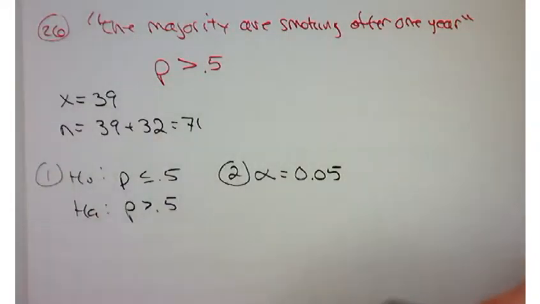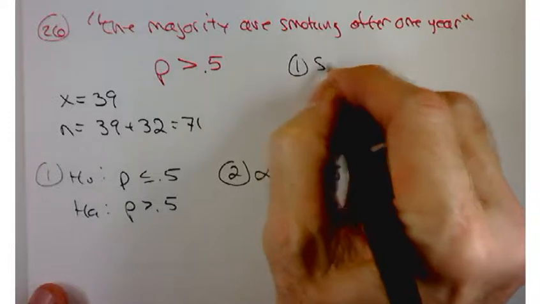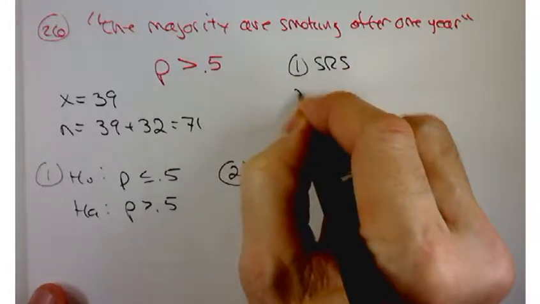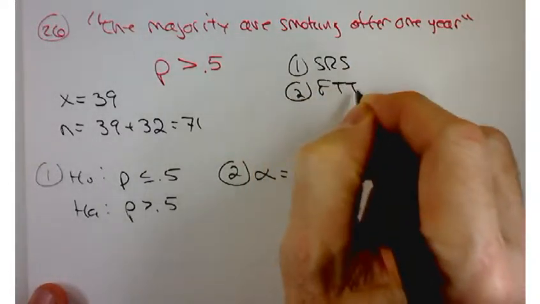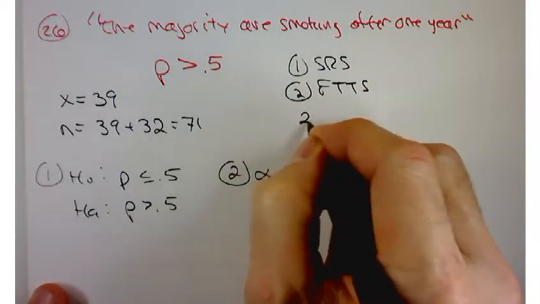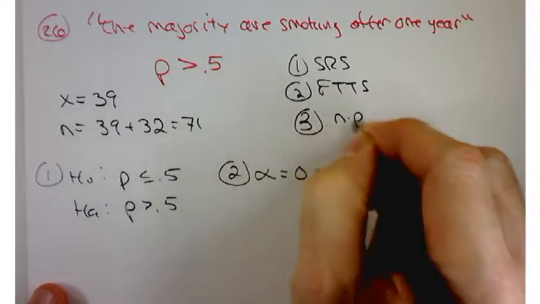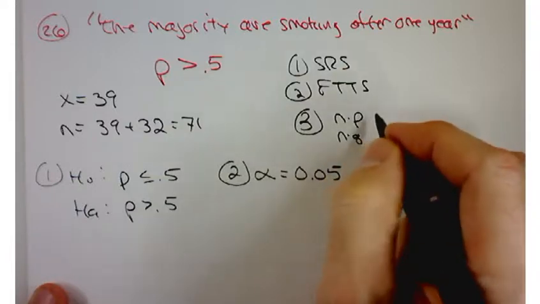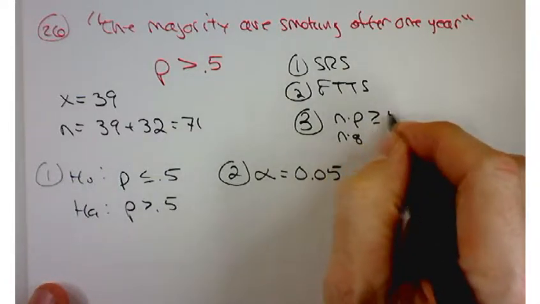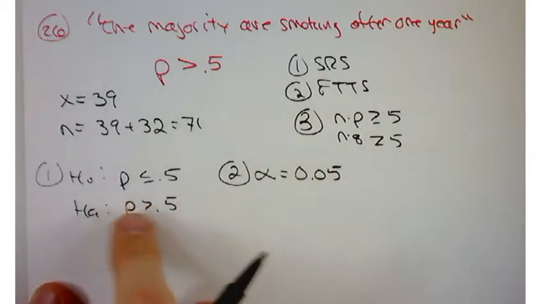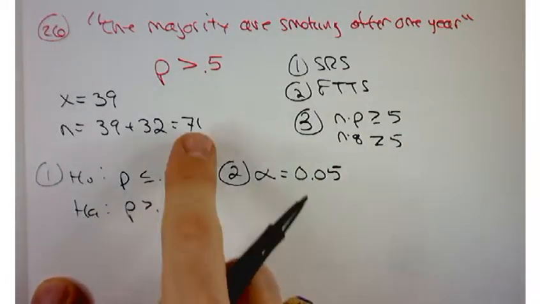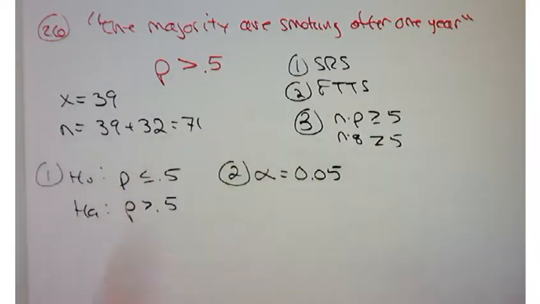Before I really do this, I should run through my little checklist. Simple random sample, that it fits, and that n times p and n times q are both greater than or equal to 5. Well, that's going to be 0.5 times 71, so that's like 35.5. So np and nq are both going to be greater than or equal to 5. So we're good there.